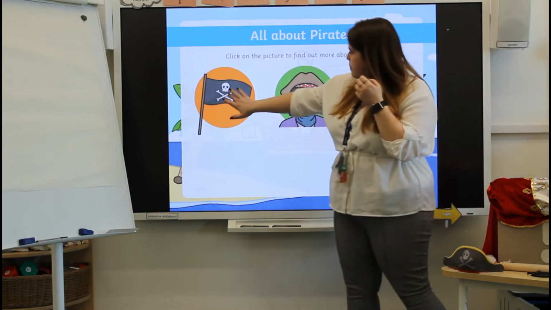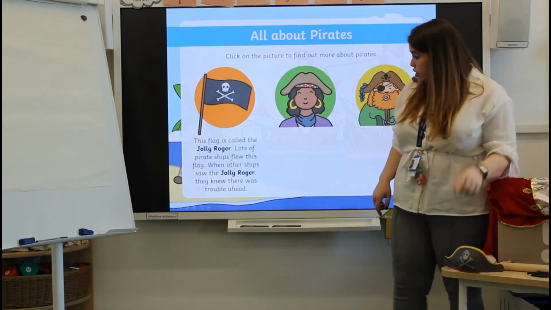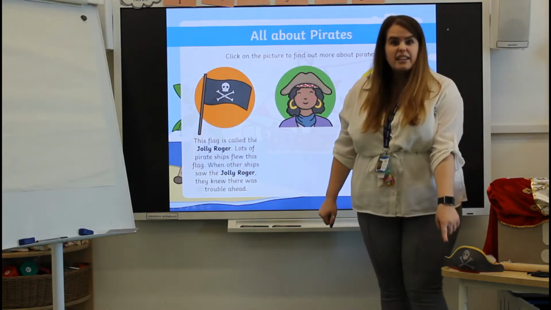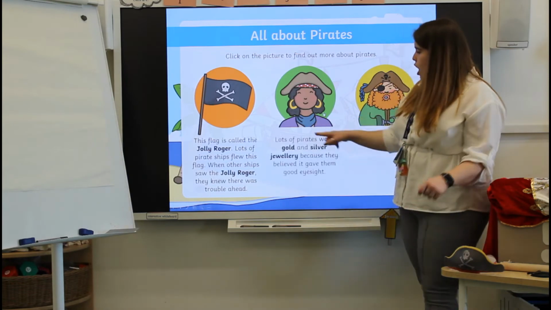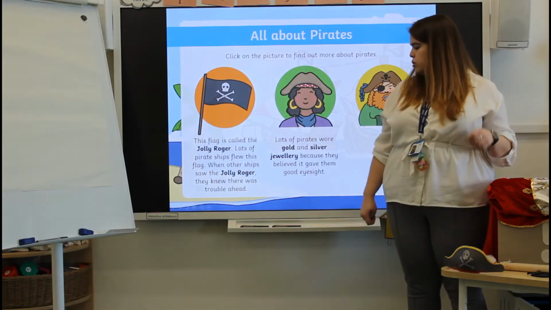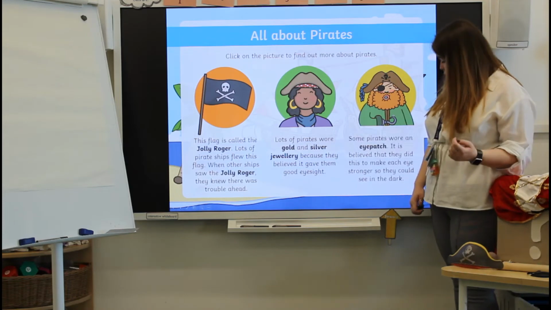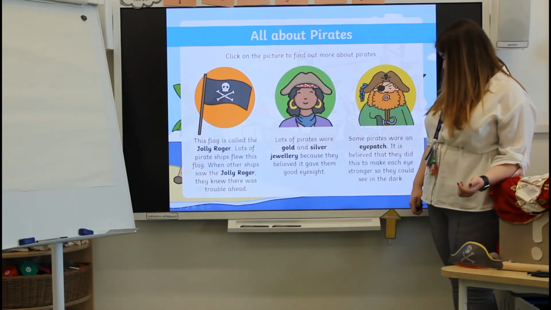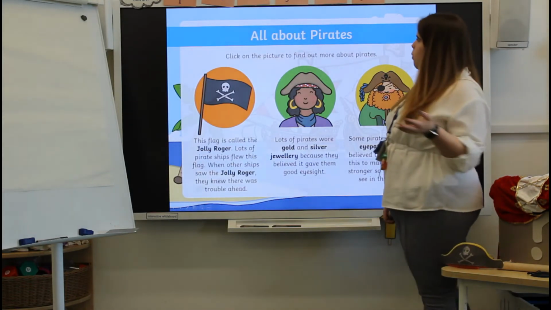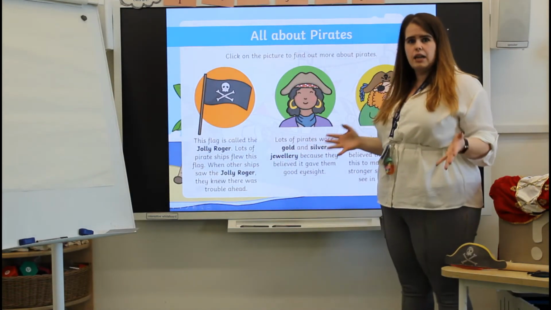Ooh, so we've got this one. This flag is called the Jolly Roger. Lots of pirates flew this flag. When the other ships saw the Jolly Roger, they knew there was trouble ahead, like the one we've got. Lots of pirates wore gold and silver jewellery because they believed it gave them good eyesight. That's strange. What's this one? Some pirates wore an eye patch. It's believed that they did this to make the one eye stronger so they could see in the dark. Oh, wow. So we're going to be writing about pirates and we might be able to include some of this in our writing.